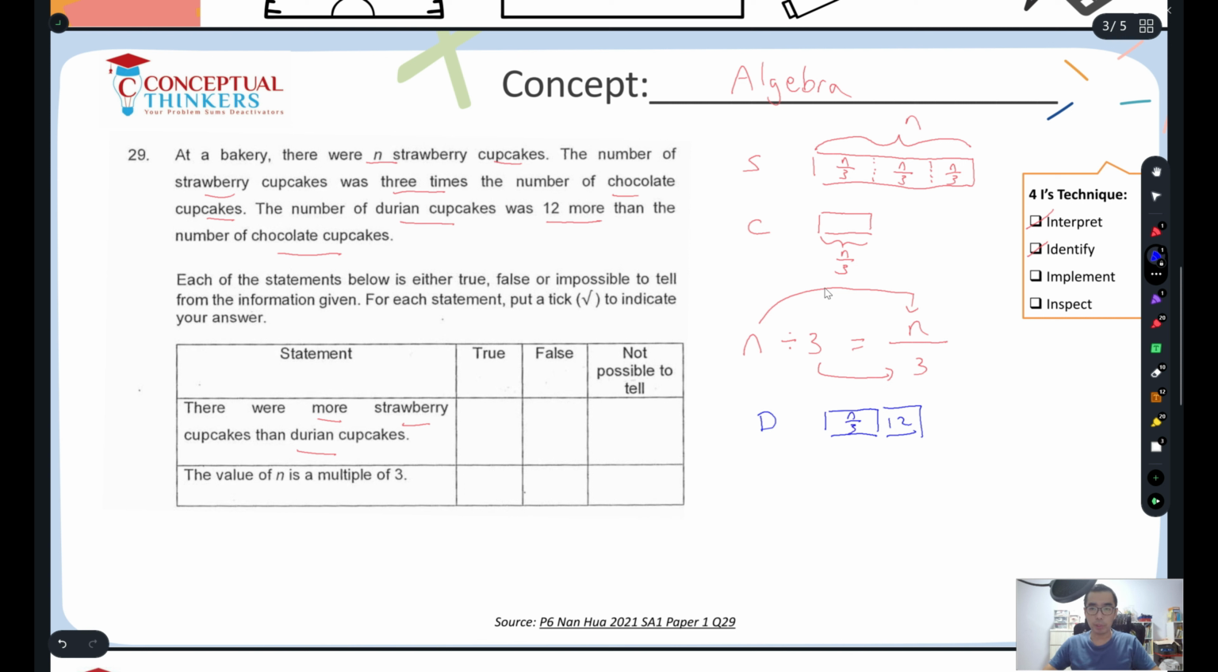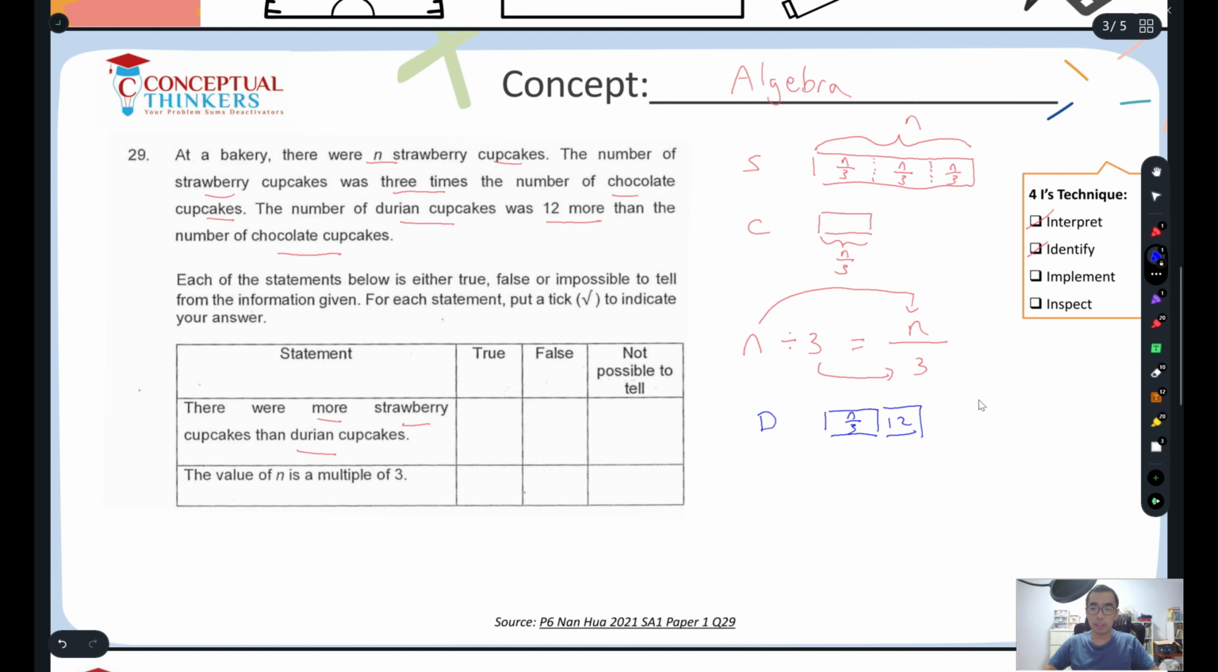Now let's compare our strawberry and our durian. You notice that I drew 12 shorter than my n over 3 and n over 3 here. So this may not be true. One thing is we need to know the value of n, then we can assess it. So I give you a simple example.